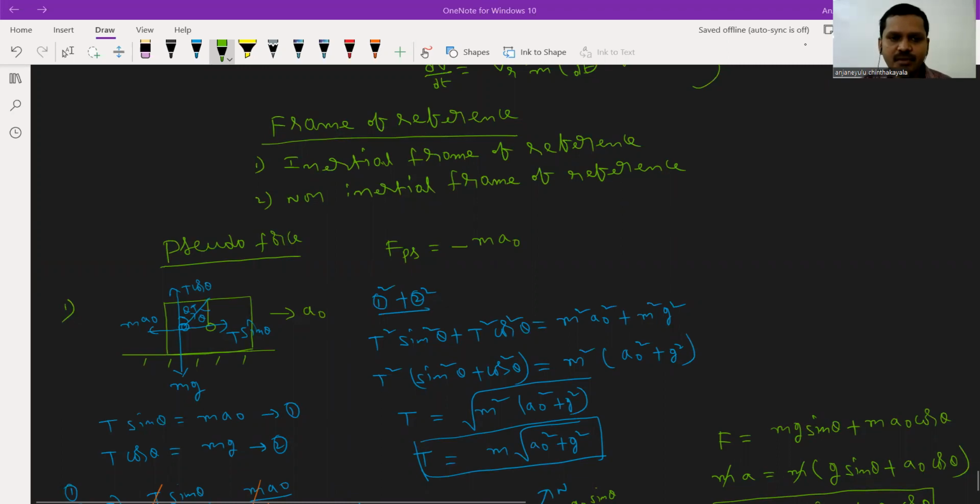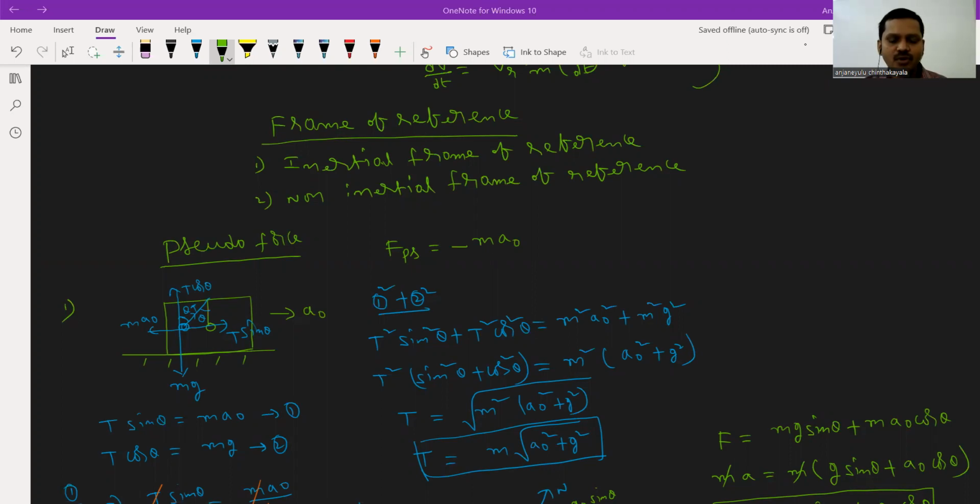Today I am continuing the same lesson, laws of motion. In this topic today, frame of reference, and the types of frames of reference, pseudo force and its applications, I am explaining today. First of all, frame of reference.